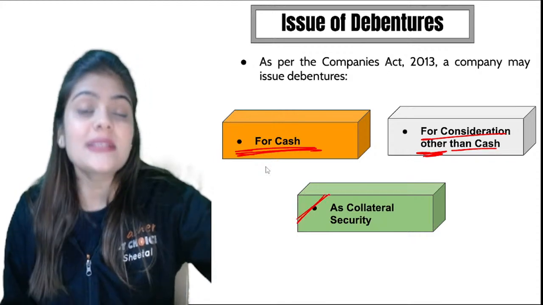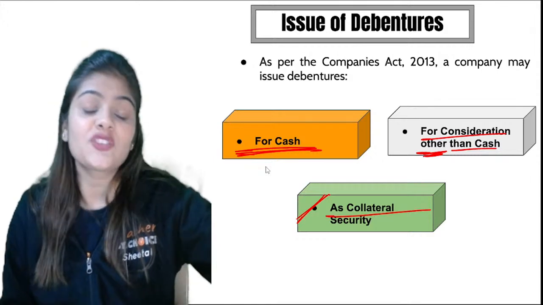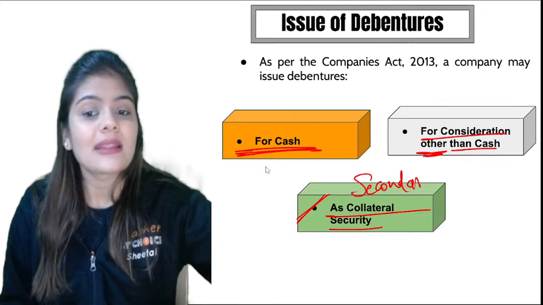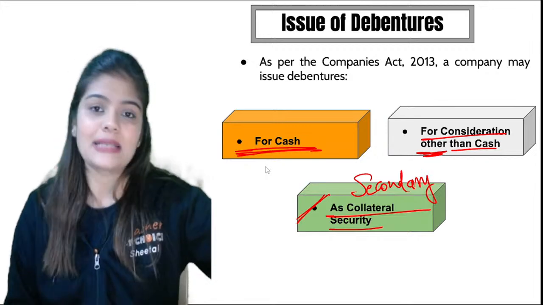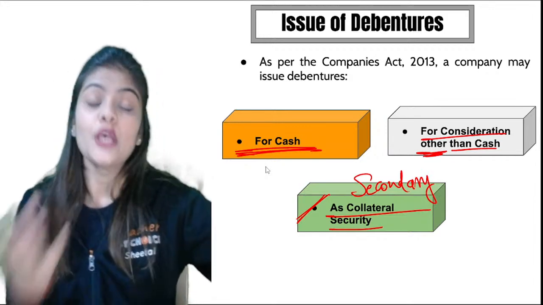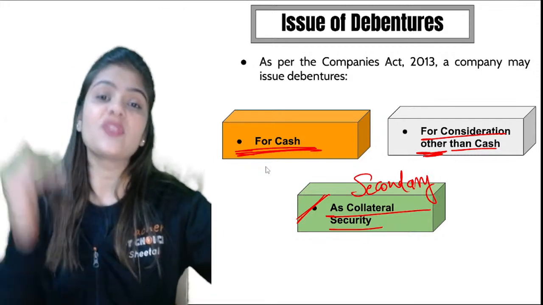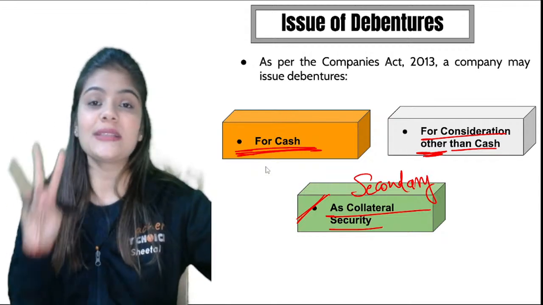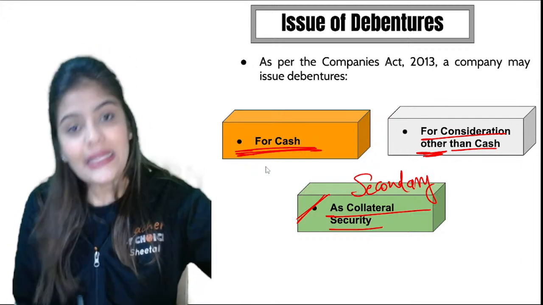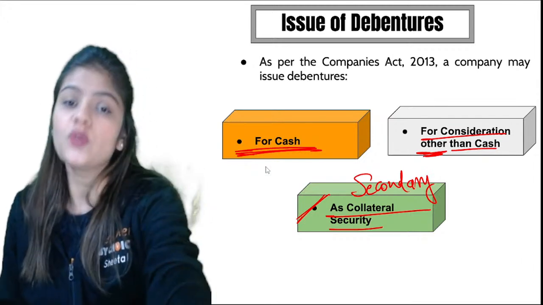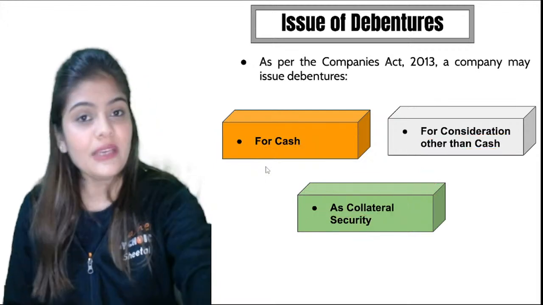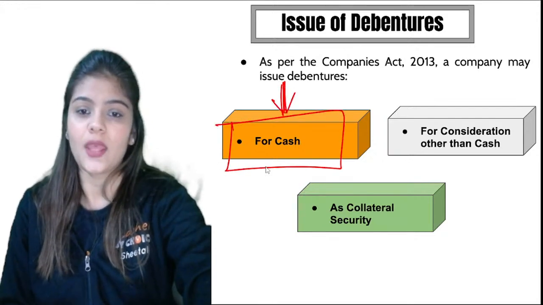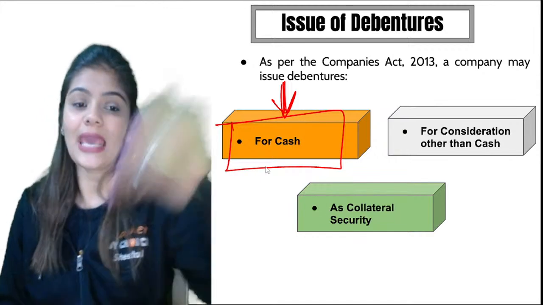And debentures can also be issued as collateral security. Collateral means secondary security, which we will be discussing in our upcoming classes. So debentures can be issued for any of these reasons: for cash, for consideration other than cash, and as collateral security. And in today's session, we are going to discuss the first case in brief. What will happen if debentures are issued for cash? So we are going to discuss all about this in today's session.